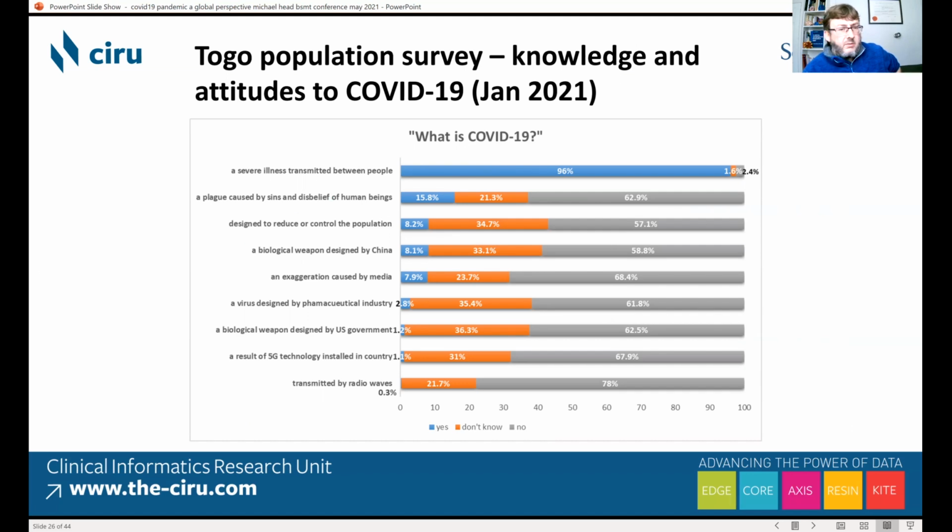sort of biological weapons from China, a virus deliberately designed by the pharmaceutical industry, and so on. And 5G is also a prevalent conspiracy theory, particularly in Ghana, actually not so much in Togo, but it does exist there in those countries.